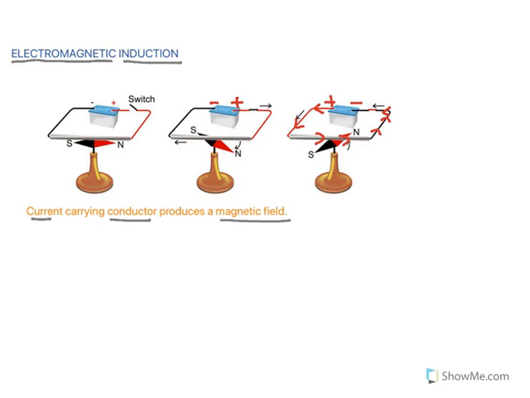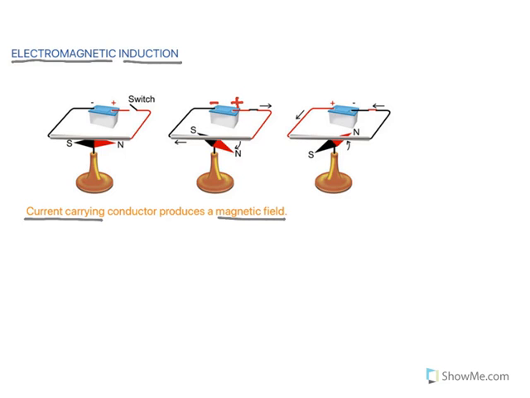Notice the deflection of the magnetic needle. The magnetic needle now deflects in the opposite direction because the current being reversed, the direction of the magnetic field has also reversed, resulting in the deflection in the opposite direction. So we have seen that a current carrying conductor produces a magnetic field.